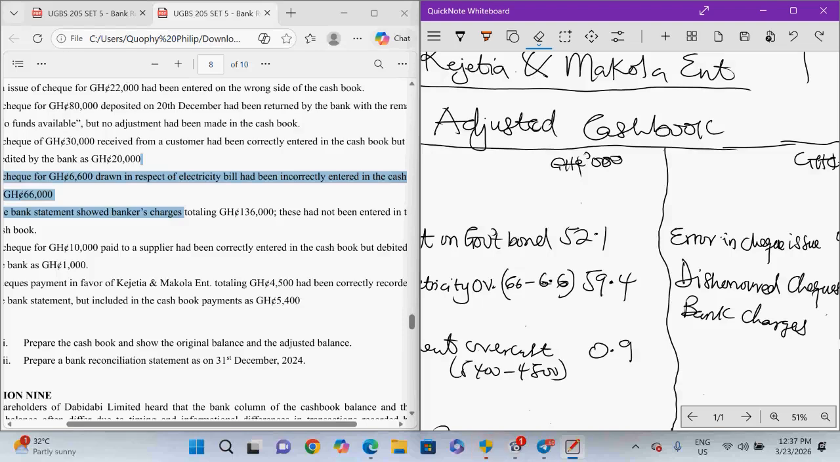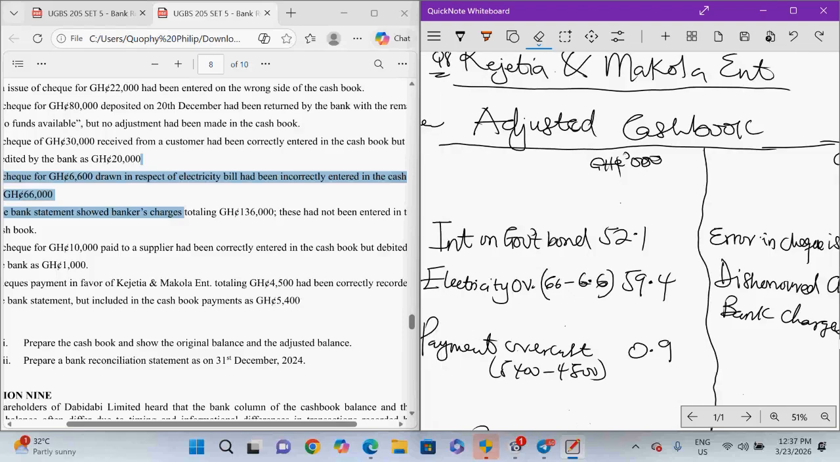So please, I have a question. Can it be concluded that overcast is always recorded at the debit side of the adjusted cash book and undercast is recorded at the credit side of the adjusted cash book? No, please. You cannot conclude like that. It depends on the transaction. Sometimes undercast can come here.